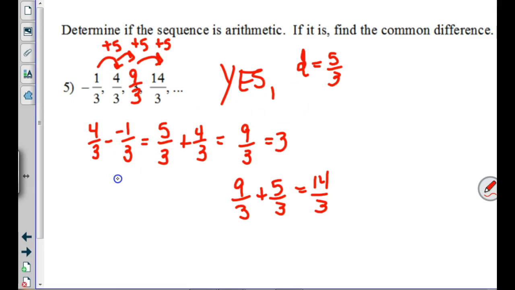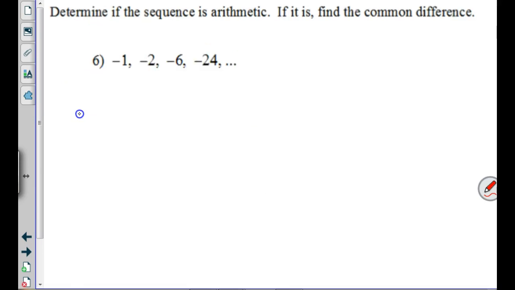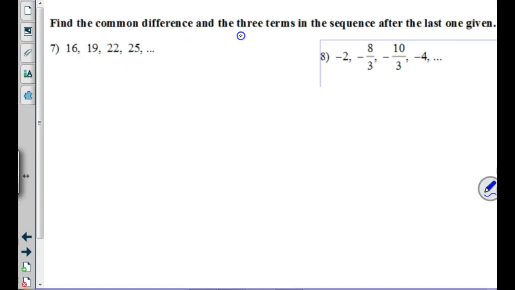You could have used your calculator. You could have said 14/3 minus 3, 3 minus 4/3, 4/3 minus negative 1/3, and you would have got the same decimal every time to show that it was a constant. Okay. Yes or no? No. Here they subtracted 1. Here they subtracted 4. Here they subtracted 18. It's just a no, right? All right, this is telling us it must be arithmetic.